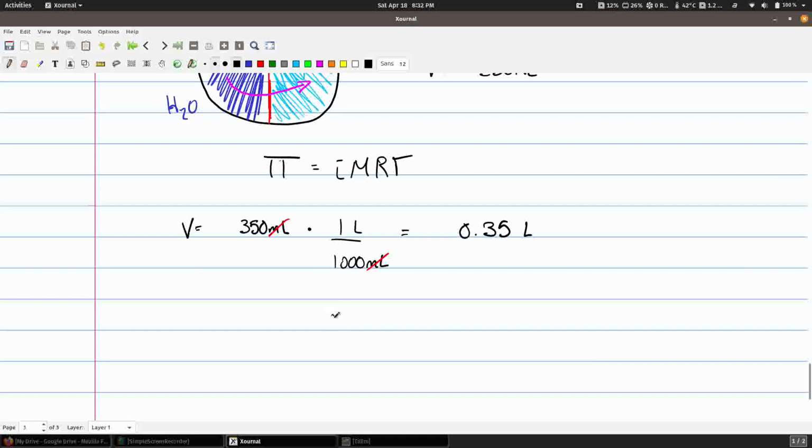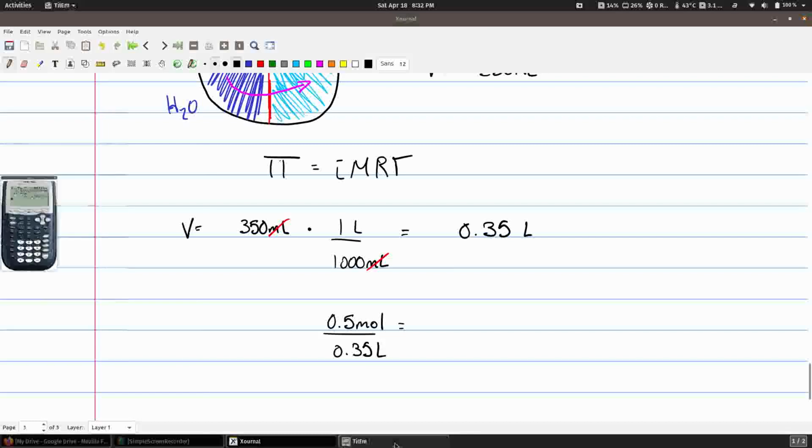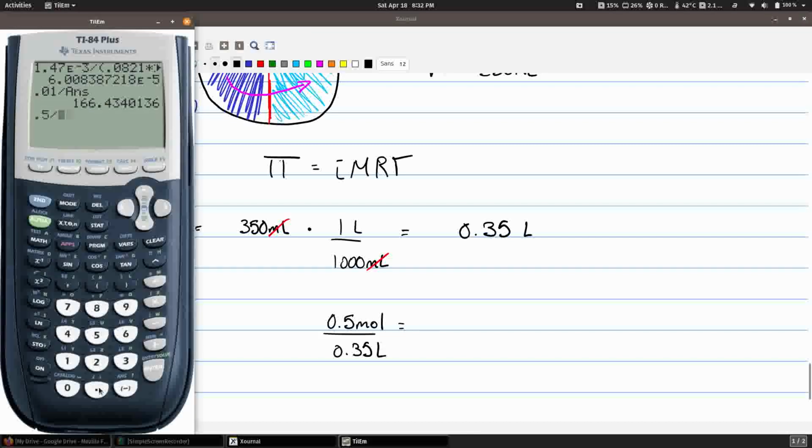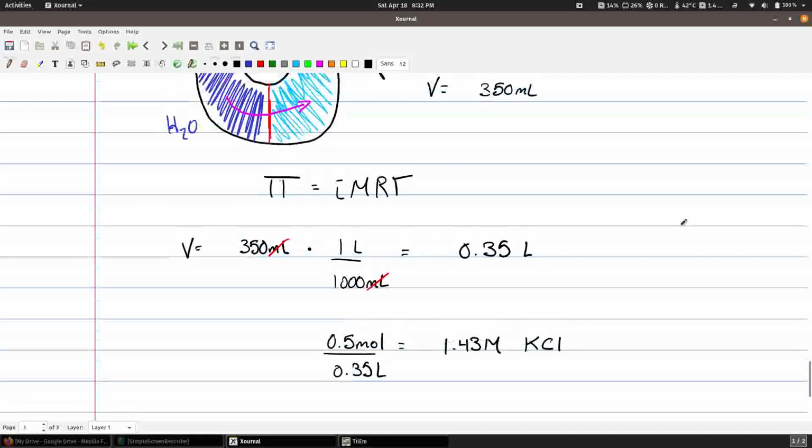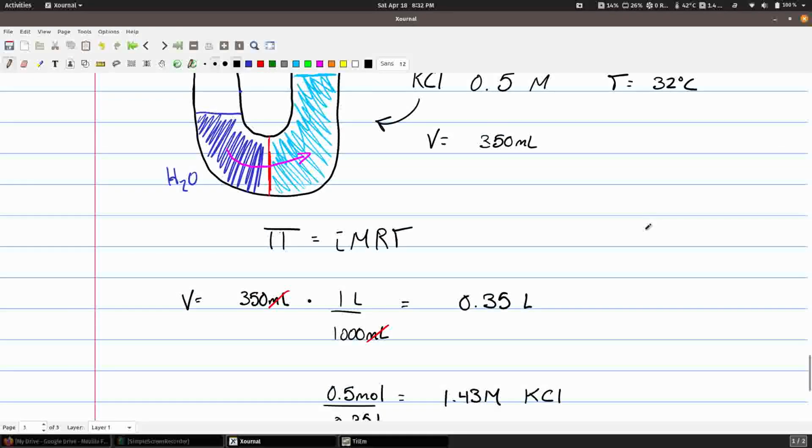So 0.5 mole divided by 0.35 liter, and that'll give us our new concentration. So 0.5 divided by 0.35. So you have 1.43 molar KCl.